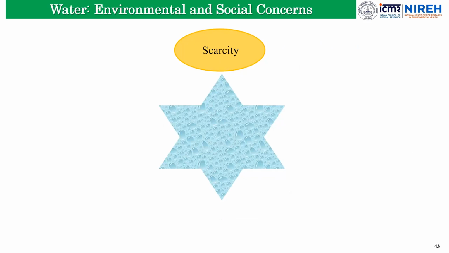So scarcity of the water means all the water is very less, and whatever water is present over the Earth's surface, that is also completely not usable. So scarcity is one of the issues. Then another issue is the pollution. We all know about it.